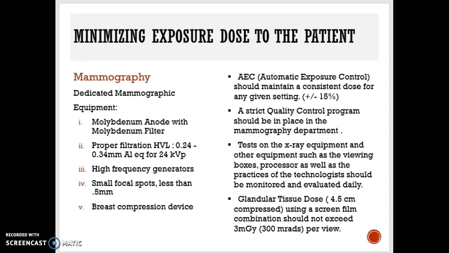Dose reduction in mammography can be achieved by limiting the number of projections taken and trying to keep the dose as low as possible. Regular QC should be performed on all of the equipment, and preventative maintenance tests should be done to ensure that the equipment is working correctly at all times and evaluated so that high doses do not occur. For the most part, digital mammography has replaced film-based mammography to provide optimal images at low doses. Glandular tissue dose should not be more than 2 to 3 milligray per view.